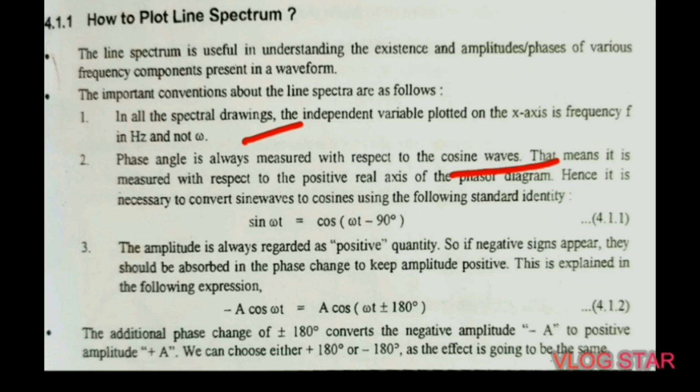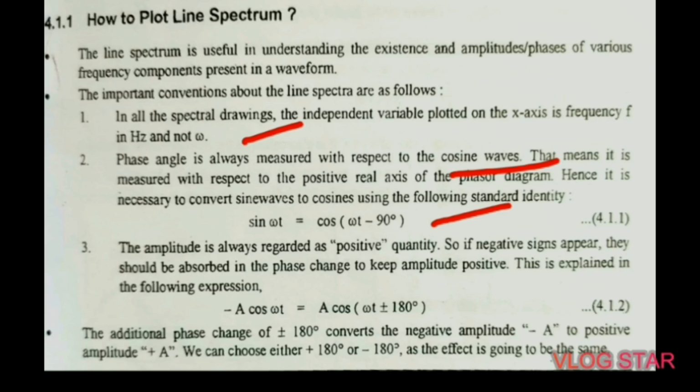Hence, it is necessary to convert sine waves to cosine using the following standard identity. Here, the second point is that if the signal is given in the sine term, that is in sine omega t, then using this trigonometric identity, that is cos of omega t minus theta, we have to convert that sine term into the cosine term. Because here the phase angle is always measured with respect to the cosine wave.